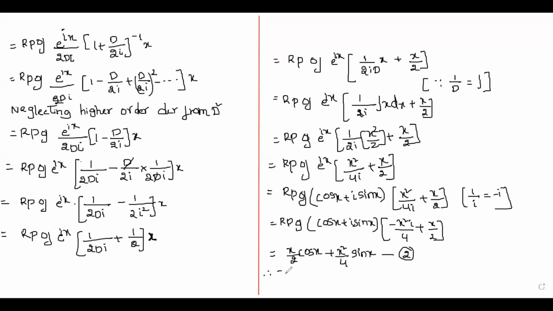So therefore, substitute 1 and 2 in A. So therefore, y is equal to C1 cos x plus C2 sin x plus x by 2 cos x plus x square by 4 sin x. So this gives the solution of the given differential equation. Please remember that after obtaining the complete solution, after simplifying all these terms only, we have to expand our e power ax and take the real part or imaginary part according to our trigonometric function.